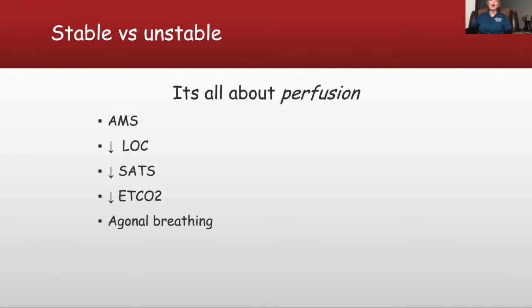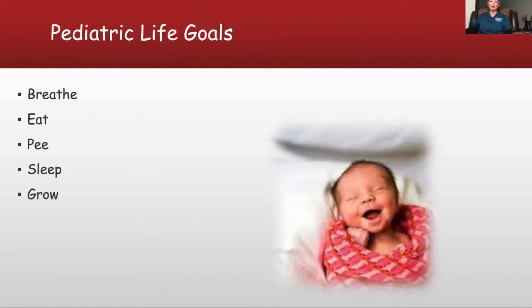It really is all about perfusion. What is their cardiac output? How are they maintaining? What is their mental status? If they have altered mental status or decreased level of consciousness or decrease in their SATs or a decrease in their end-tidal, meaning they are in a low cardiac output situation, certainly if they're agonally breathing, then all of these are depicting a very unstable patient, and whatever the rhythm is, we need to take care of it right away.